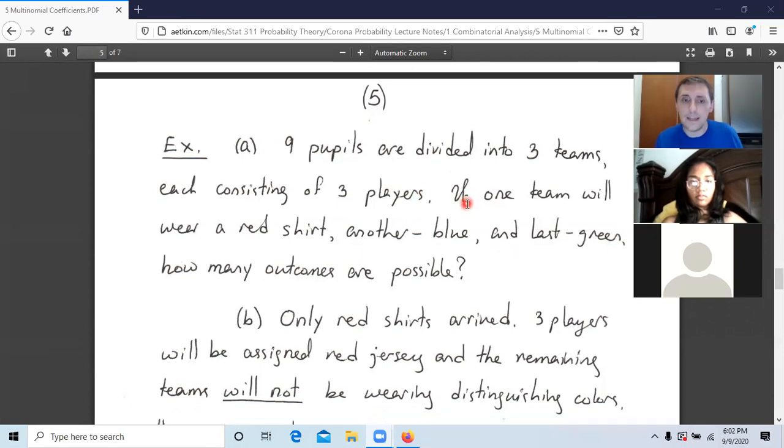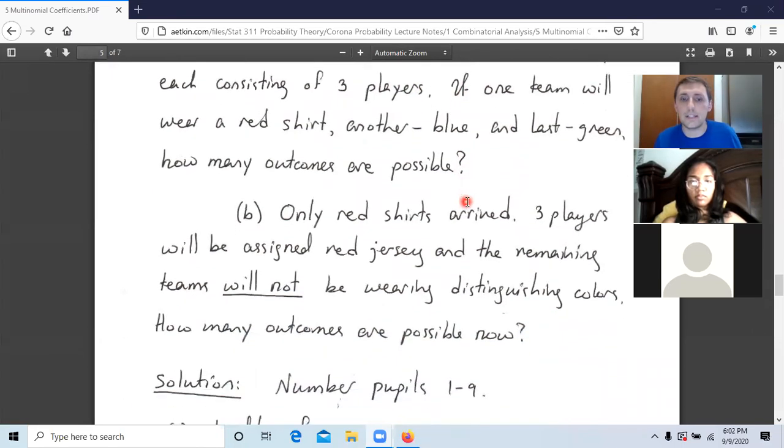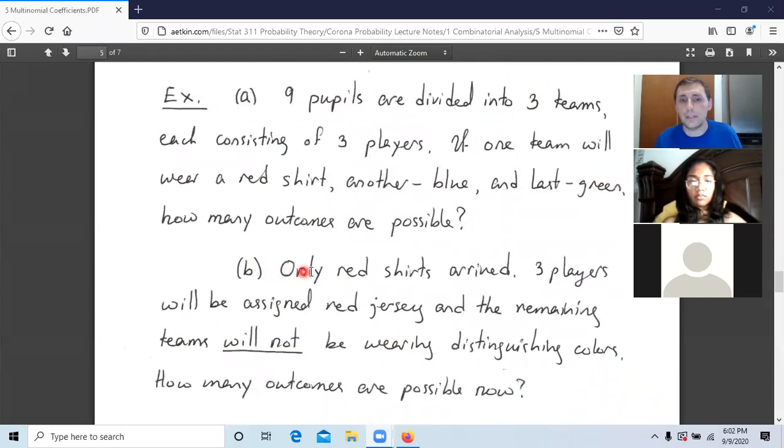Good. Here the situation is getting slightly more complicated. So now only red shirts arrived. So 3 players will be assigned the red jersey, and the other players will not be assigned any distinguishing shirt. Understand? They will not be assigned a shirt. How many possibilities are there now?